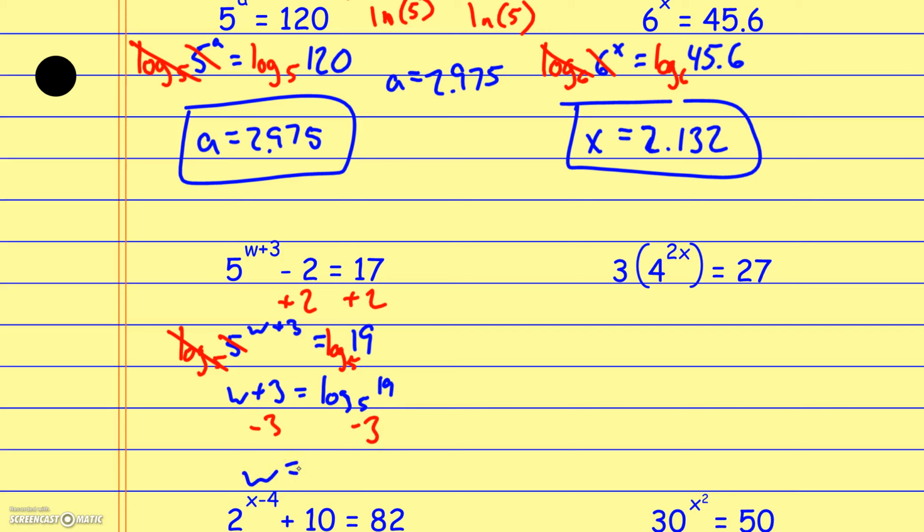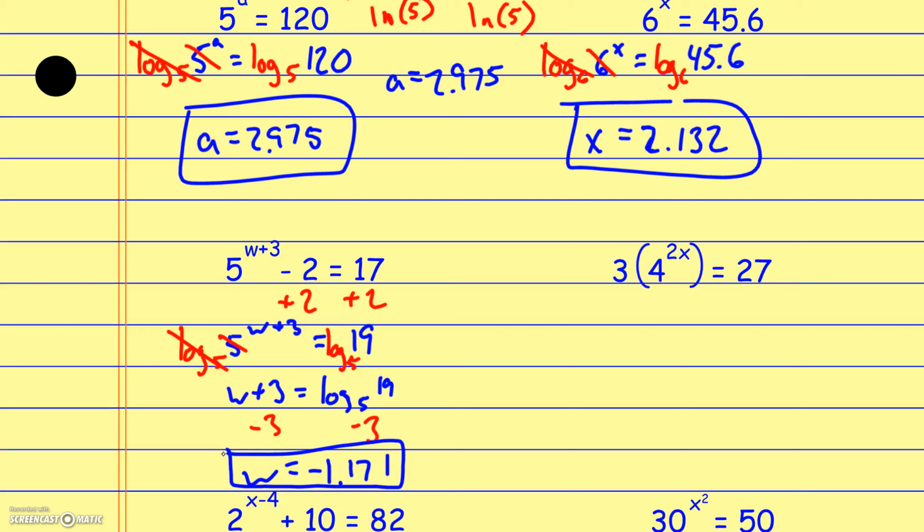When you plug this in, make sure you do the natural log of 19 divided by the natural log of 5, and then hit enter, and then subtract the 3, just because it makes things work out just a little bit better. When you do that, you should get a negative 1.171 when it's all rounded and settled down.